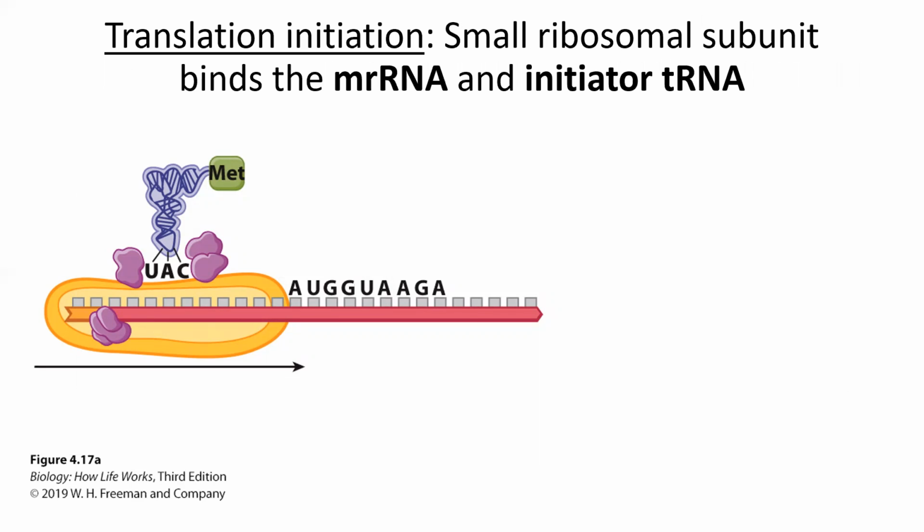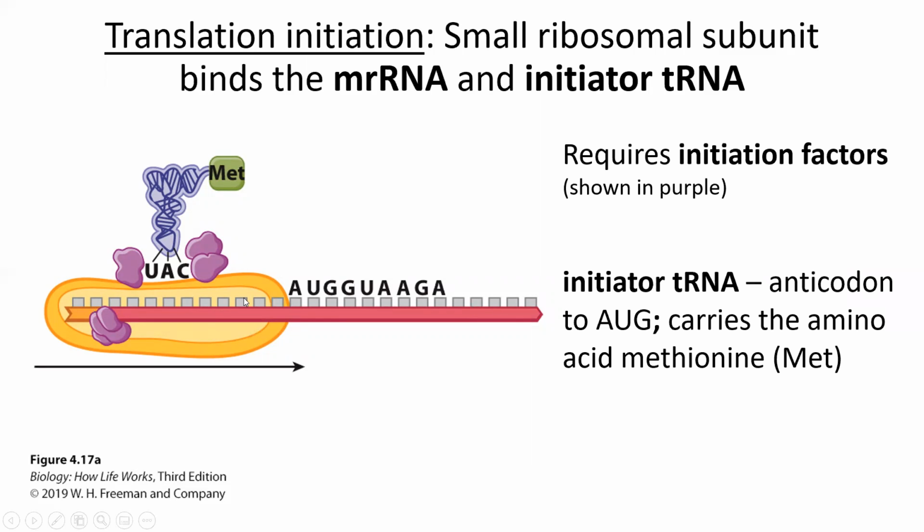So first things first, you have your small ribosomal subunit. Remember, your ribosome is composed of 2 different parts. You have a large subunit, and then you also have a small subunit. The small subunit will bind to your mRNA and initiator tRNA. So you can see here that our mRNA is now bound to our small ribosomal subunit. These purple things here are initiation factors. They're just helping everything get started.